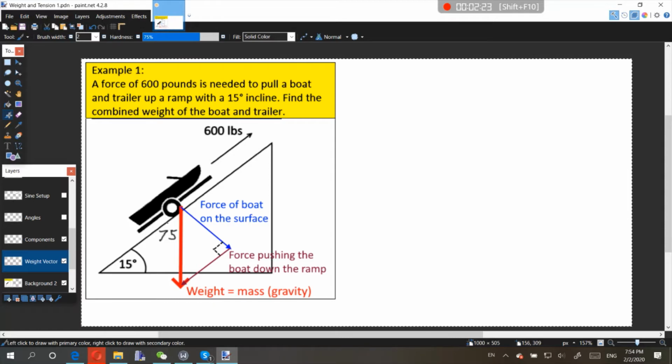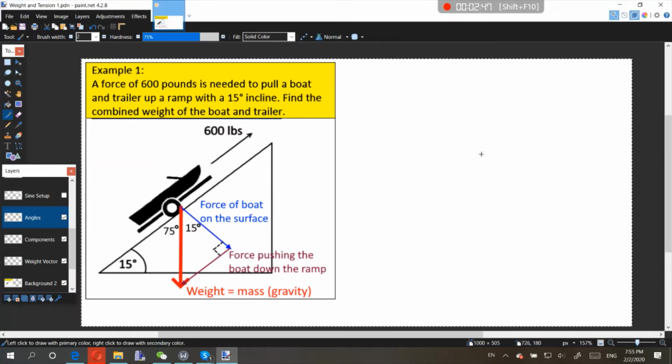And if this is 75 for this angle here, and we know that the blue line is perpendicular to the black line, then what should this angle be here? 15, perfect. So I'm going to flash that really quick. Here's our angles: 75 degrees and 15 degrees.